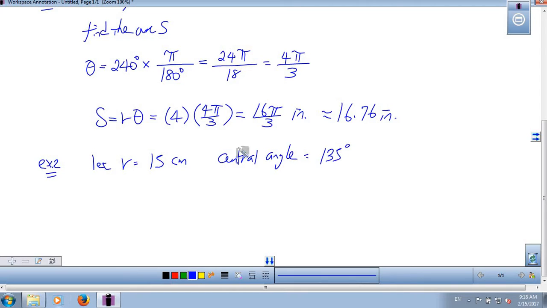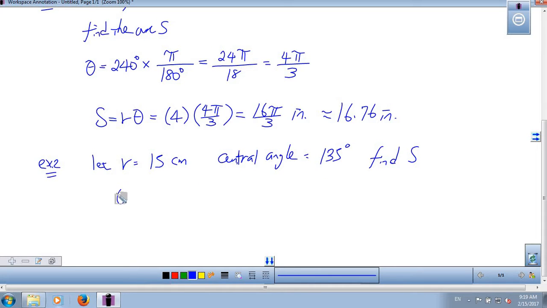135 degrees. Okay, so then find the arc, find S. All right, so think about this. What should we do first? We have the radius, we have this angle. We can find the arc. However, the angle is not in the right measure.